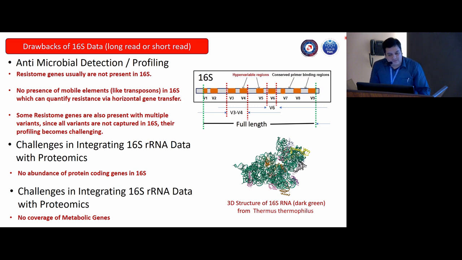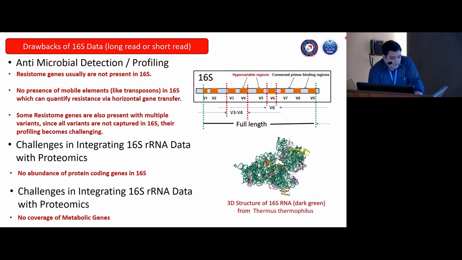But there are drawbacks. 16S data, whether long read or short read, simply can't give you a good resistome profile. The antimicrobial, antibiotic resistant threat that we are all going through will hit us in some days; in future it will definitely hit us. So you can't build those resistance profiles simply because the genes are not present in the 16S data.